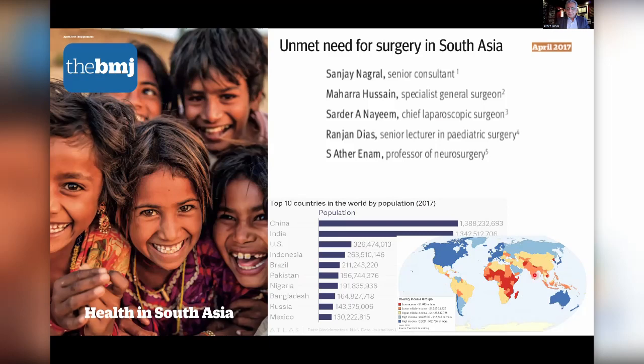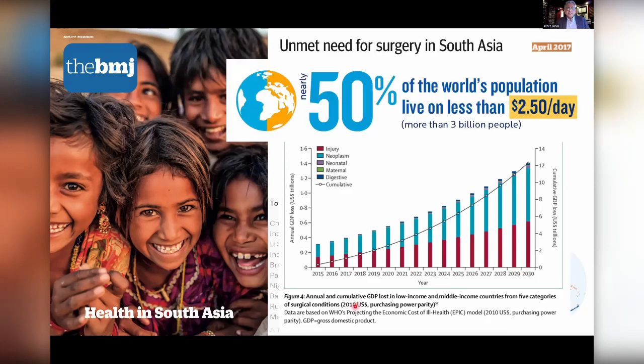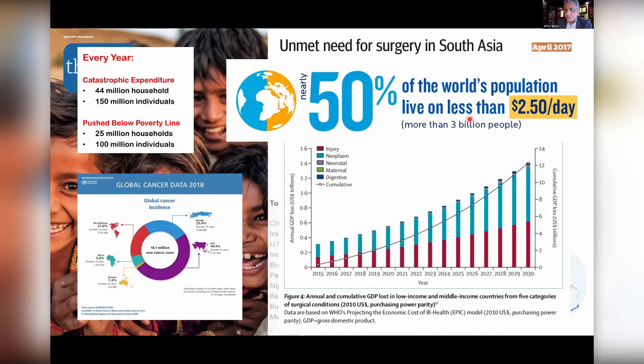Most of the population of the world is in this area over here. Although China has a big population as well, they are not as poor as this part of the world is poor, unfortunately. Now, on top of that, you have to realize that 50% of the world's population lives on less than $2.50 per day. Because of these out-of-pocket expenditures, they don't have insurance. The catastrophic expenditure is pretty high. About 100 million individuals are pushed below the poverty line every year. That's a big number, 100 million individuals.